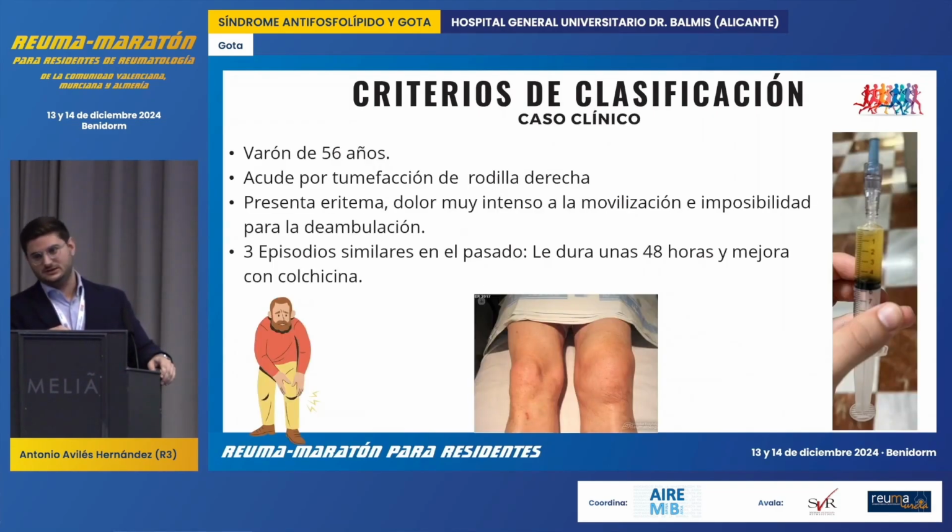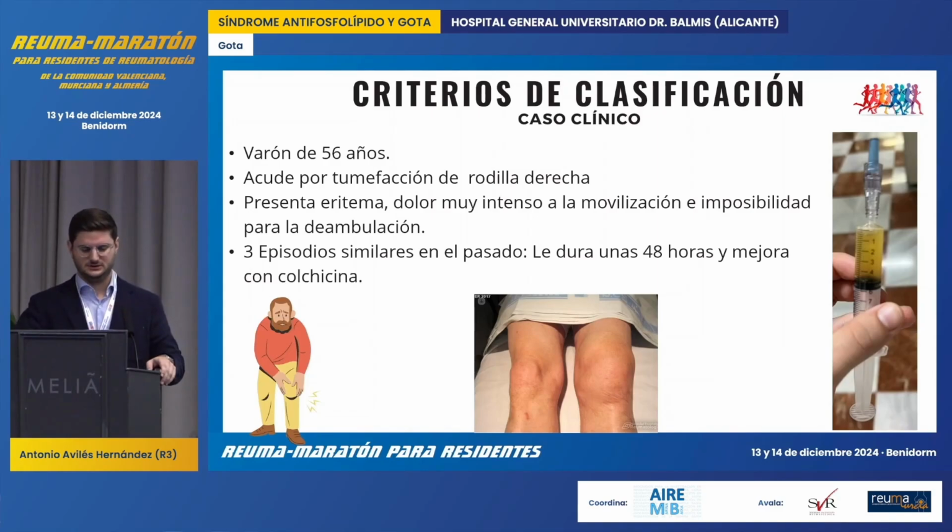To see how useful this calculator is, we'll start by discussing a clinical case, as it couldn't be any other way. We have a 56-year-old male referred to us from the emergency department due to swelling in his right knee, which at first glance wouldn't be the most common location for gout, but there it is. He presents with erythema, very intense pain upon movement, and an inability to walk. When asked, the patient mentions that he has had about 3 similar episodes in the past. They lasted about 48 hours, and his doctor told him to take colchicine, and that it would help.